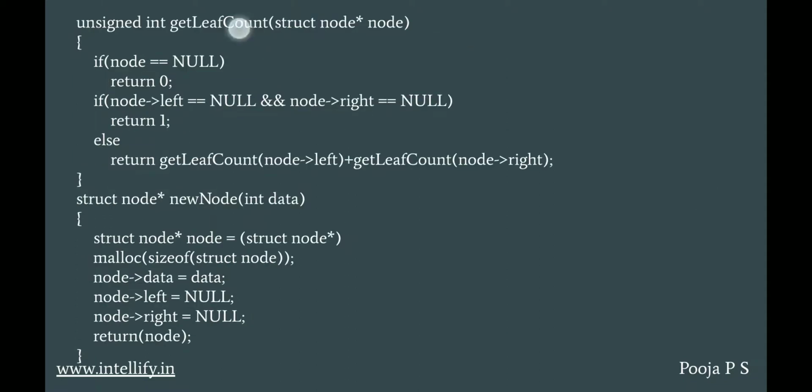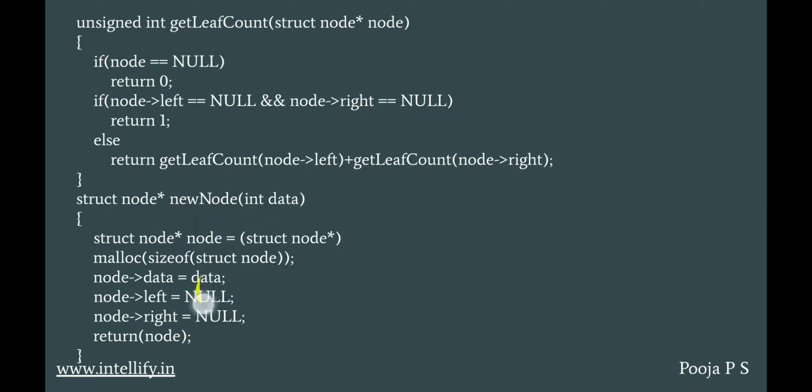Now this is the get leaf count. This is the method that we are using to get the leaf count of a binary tree. Here we follow the algorithm that I said earlier. That is, we are checking if the node is null. If it is null, we are returning 0. We are checking the left and right child. If they are null, we are returning 1. Else we are returning get leaf count of node of left plus get leaf count of node of right. This counts the leaf nodes that are present in the left subtree and the leaf nodes that are present in the right subtree. Then we will get the count of the leaf nodes.